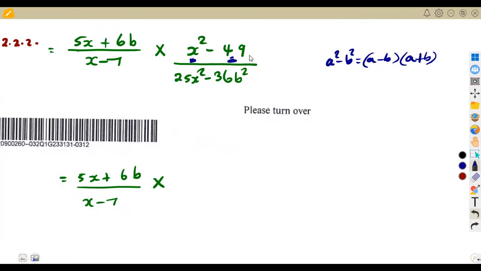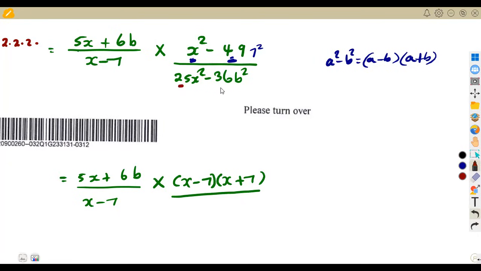x squared minus 49: 49 is the same as 7 squared when written as a number to the exponent of 2. Or you simply ask yourself, what is the square root of 49? That's a 7. So one bracket is going to subtract, x minus 7, and another bracket is going to add, x plus 7. That's the same condition that you're having here.